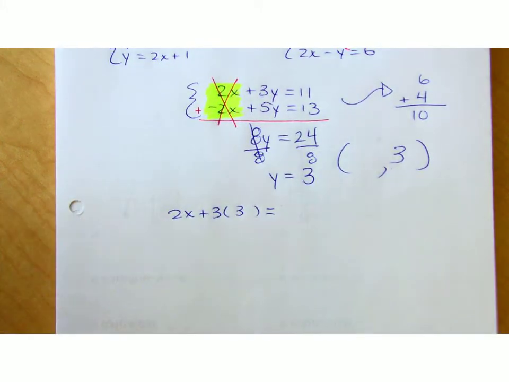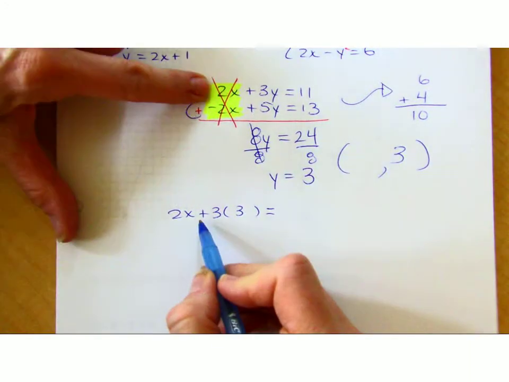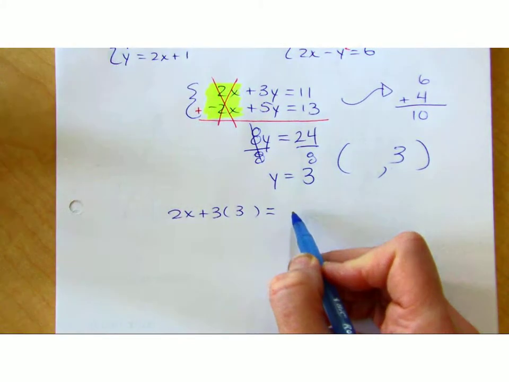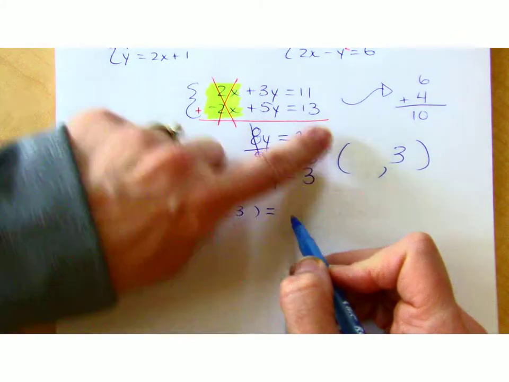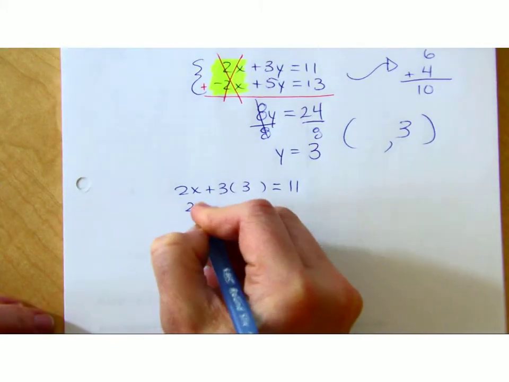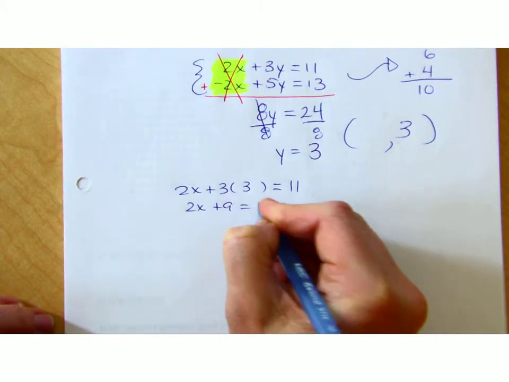Now watch. You want to know the biggest mistake you might make? You're going up here and you're using the first equation, but when you go to write this, you write 13. Wrong automatically. Because you're not using this equation. You're using this equation. So you have 2x plus 9 equals 11, minus 9.